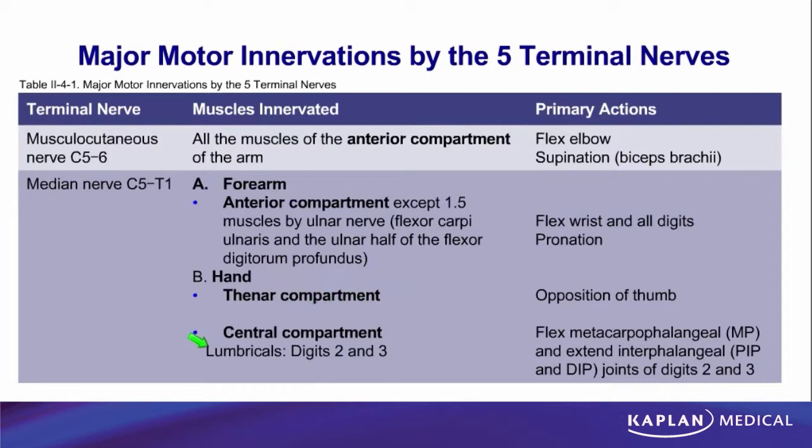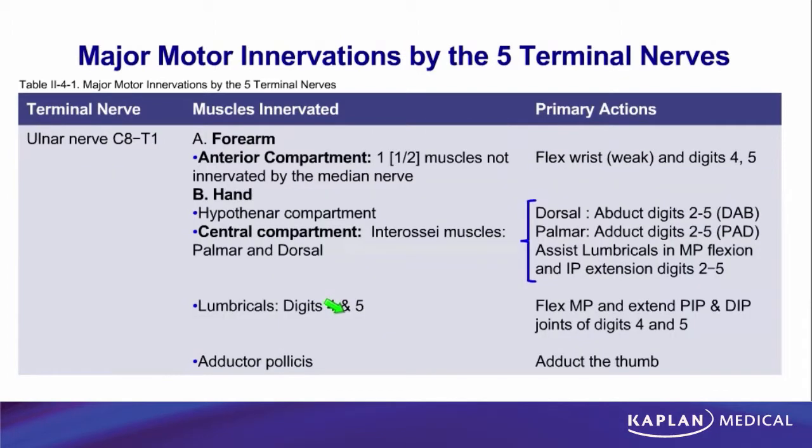And then the other group, there are two other muscles, the most lateral lumbricals, lumbricals 1 and 2, or to say it another way, the lumbricals for digits 2 and 3. Remember, there are 4 lumbricals, but they go to digits 2, 3, 4, and 5. So lumbricals 1 and 2 go to digits 2 and 3. So these 3 plus these 2 are the 5 most lateral muscles, and therefore they're innervated by the median nerve. Everything else in the hand is innervated by the ulnar nerve. Everything else.